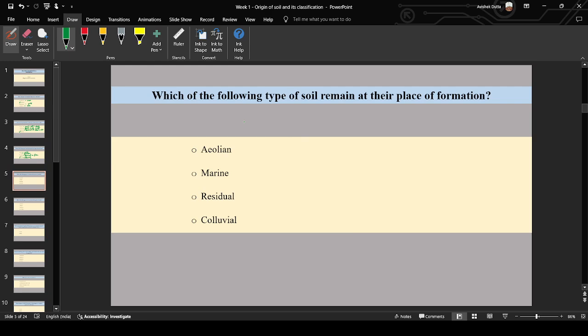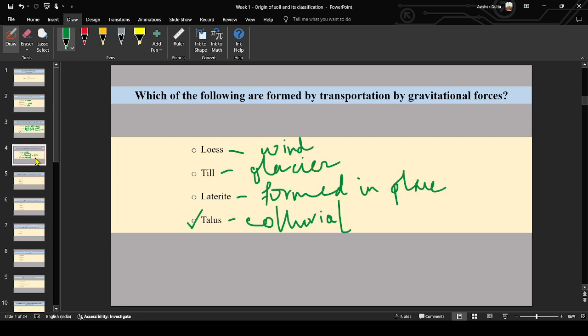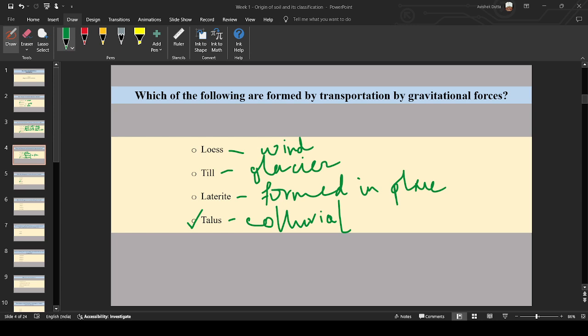Which of the following type of soil remain at their place of formation? So the answer to this question is residual soil. Why? Because laterite itself is a residual soil.